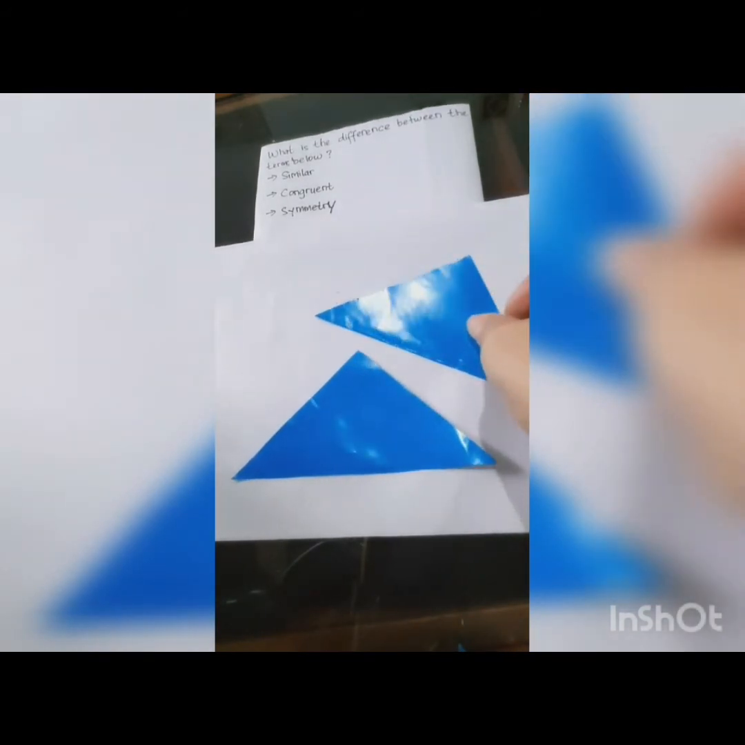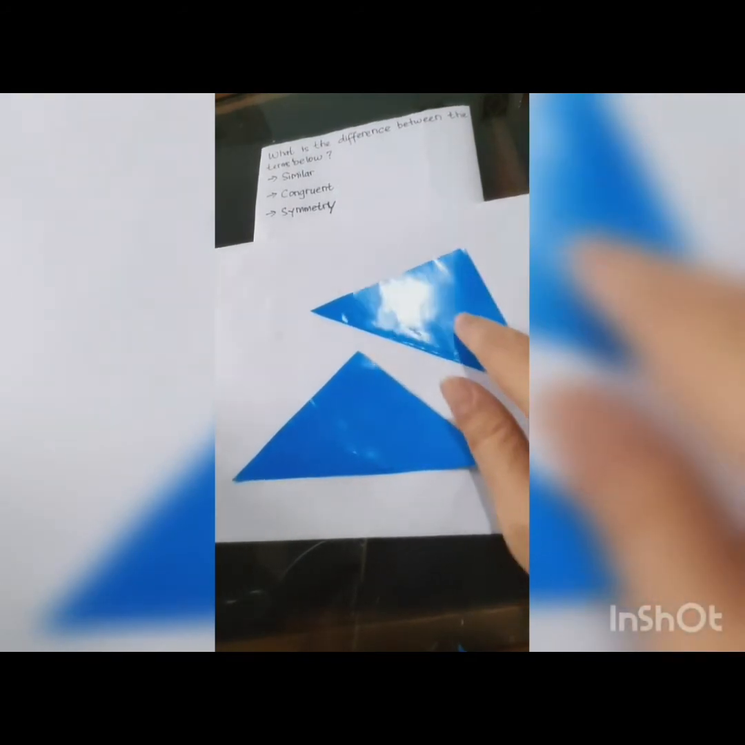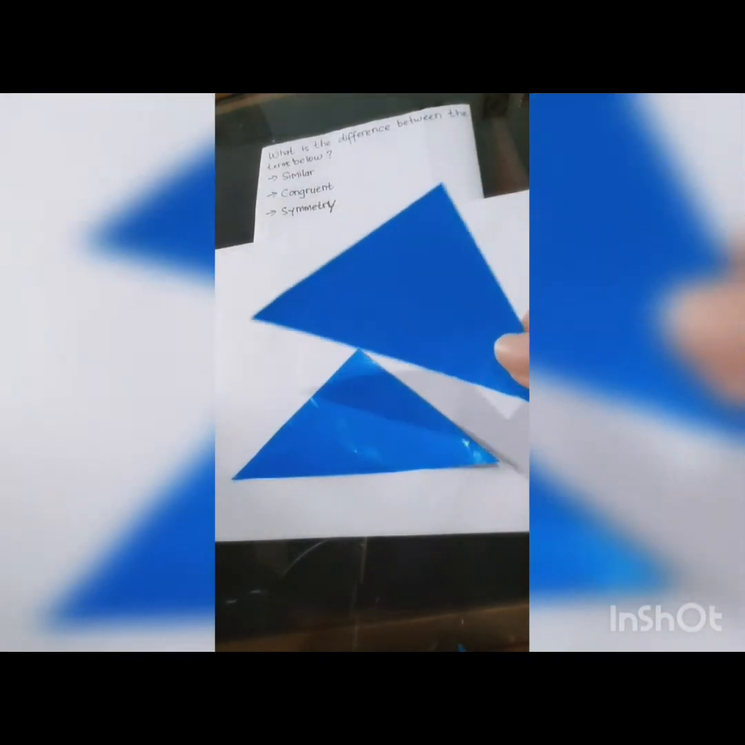Now let's take this one out and let's put another triangle here. Do you think they are similar? Yes, they are similar because they are the same in shape. Now I want to compare the sizes. Let's take this one over here. Let's compare the size.